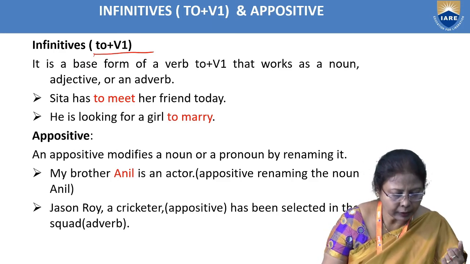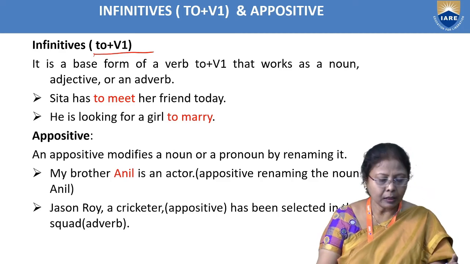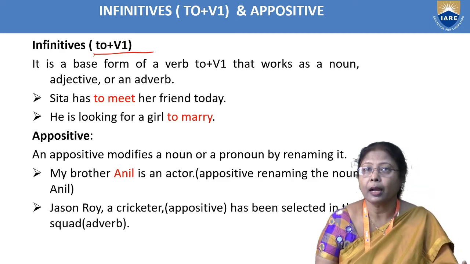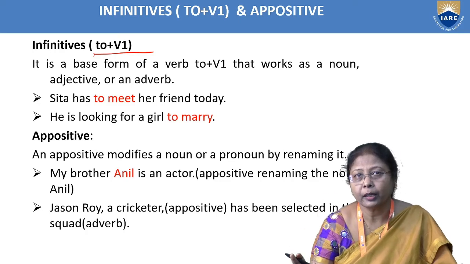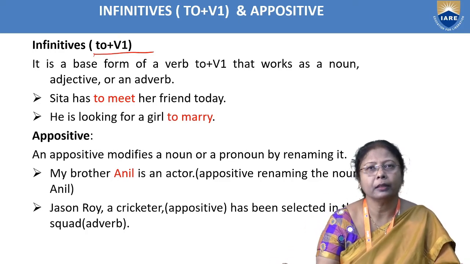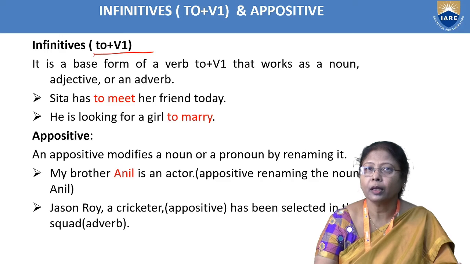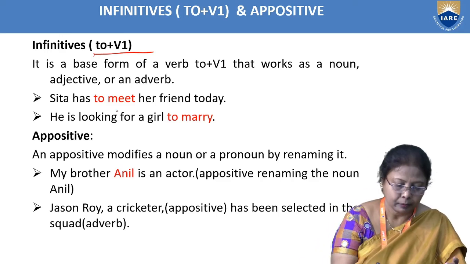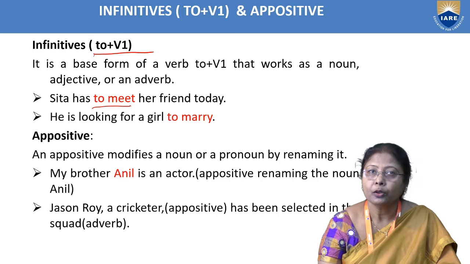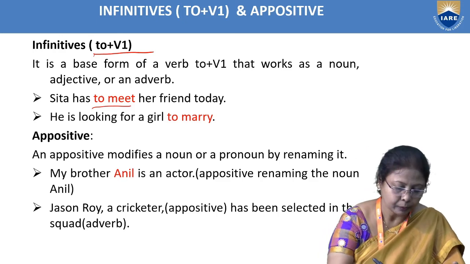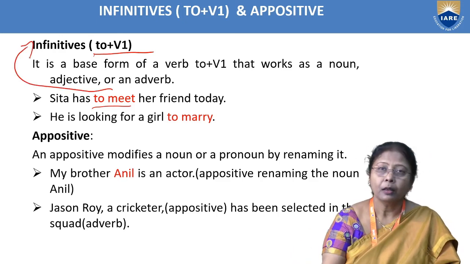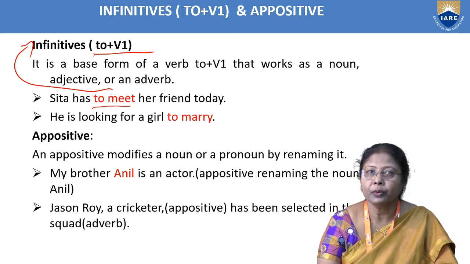Let us see the sentence. Sita has to meet her friend today. When does she want to meet her friend? Today. Who wants to meet her friend? Sita. So here, to meet is to plus V1, that is an infinitive. Meet is the V1 form. We call this structure an infinitive.